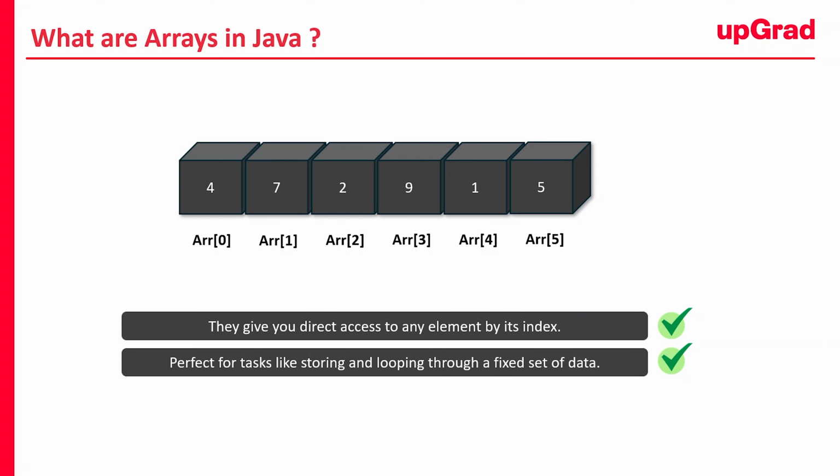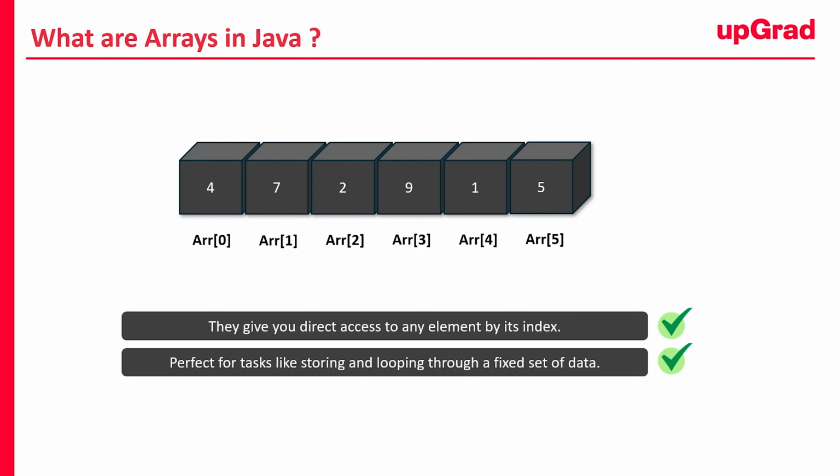Arrays are great when you know ahead of time how many items you need to store and you want to keep things simple. They give you direct access to any element by its index, making them fast and efficient for tasks like looping through data or updating specific values. For example, if you have a list of student grades and you know there are 30 students, an array is a perfect solution because you can store all the grades in one place and access them quickly using a loop, which we will be discussing further in this tutorial, how to use arrays with loops.